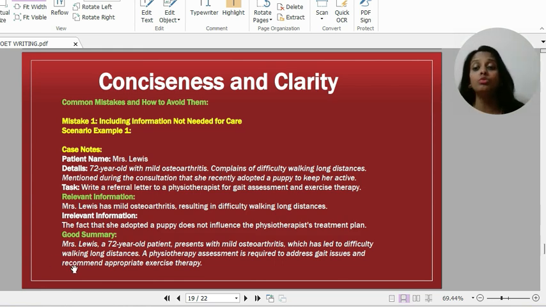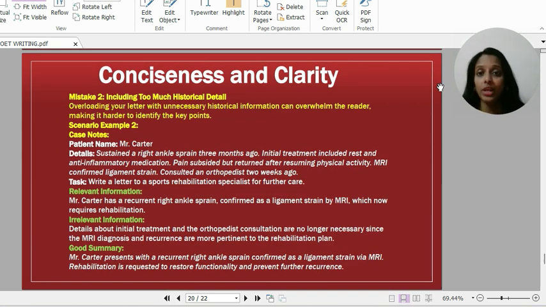That's how a good summary would look. Mrs. Lewis, a 72-year-old patient, presents with mild osteoarthritis, which has led to difficulty walking long distances. A physiotherapy assessment is required to address gait issues and recommend appropriate exercise therapy. This sounds good, doesn't it? Remember, it's all about relevance, clarity, and organization.